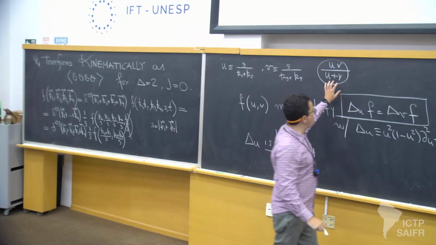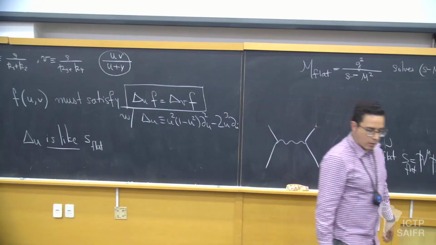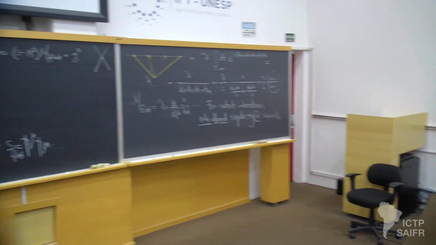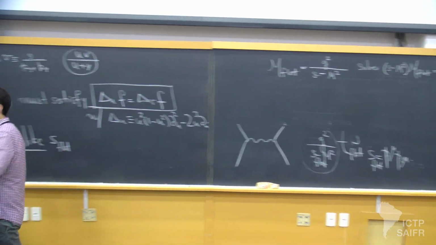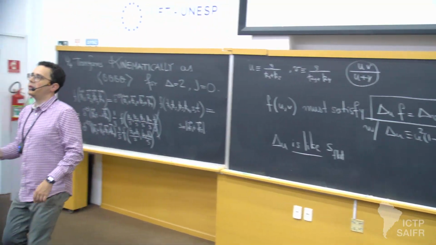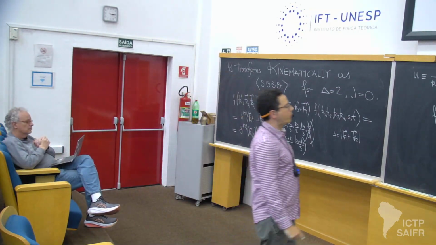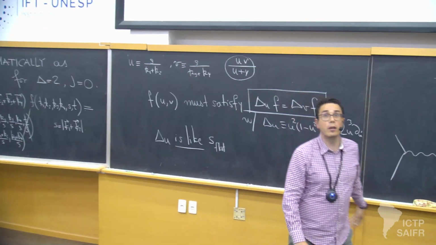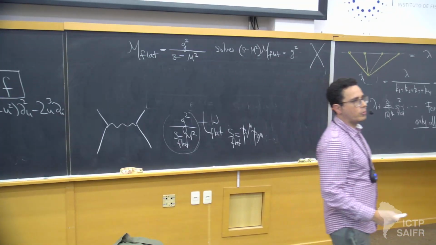So I want some object that only blows up when u plus v goes to 0, and I want it to satisfy this equation. You can't check in your brain, but you can check with a bit of pencil and paper or mathematics that this function solves this equation. So how do you build another function that solves this equation?